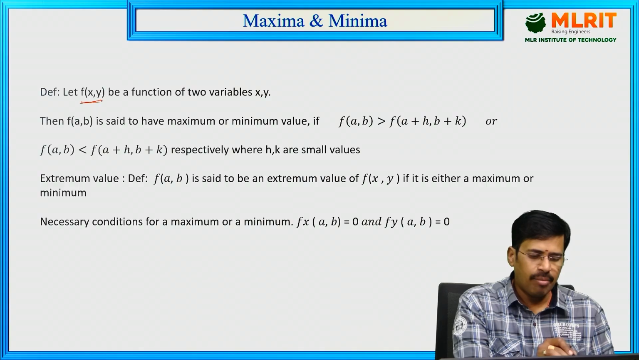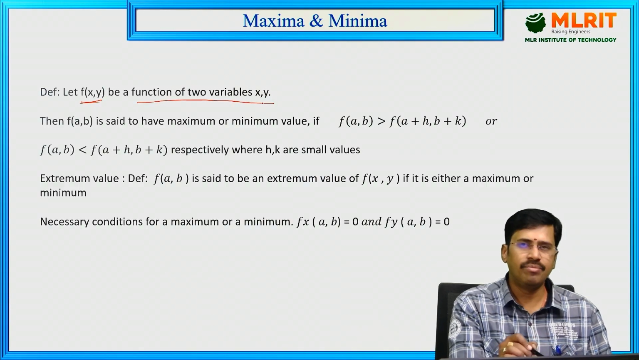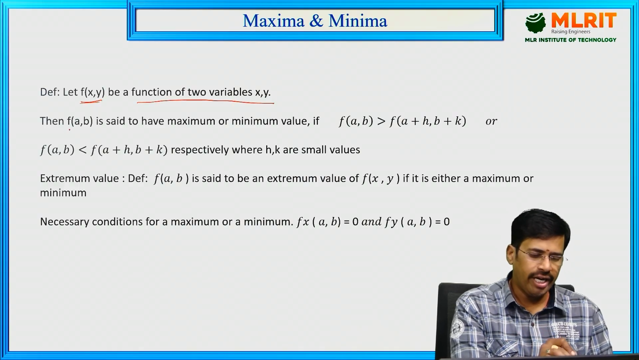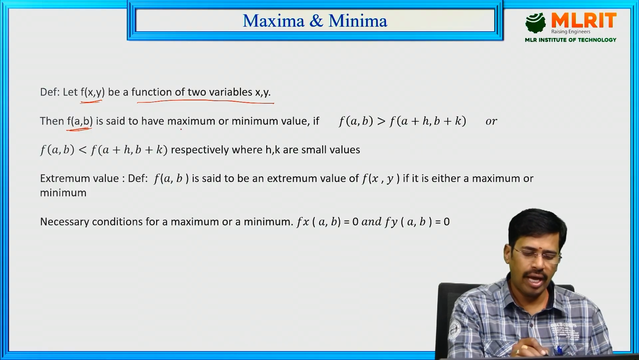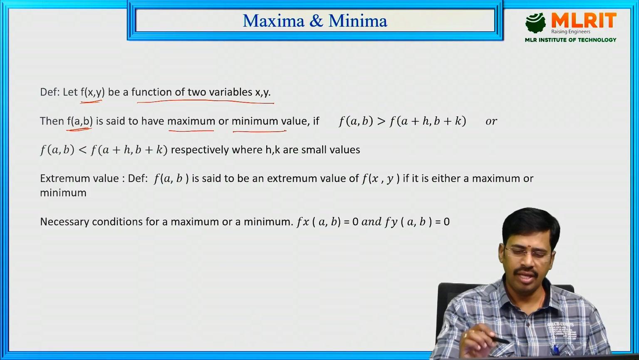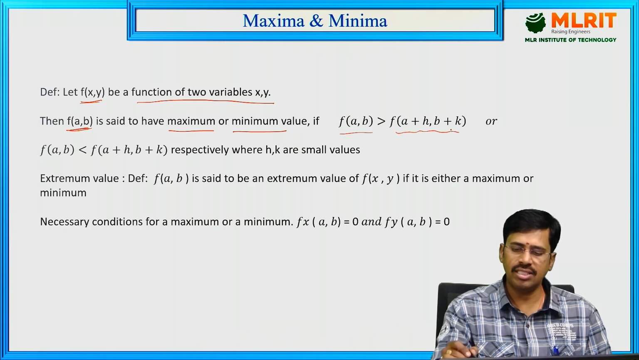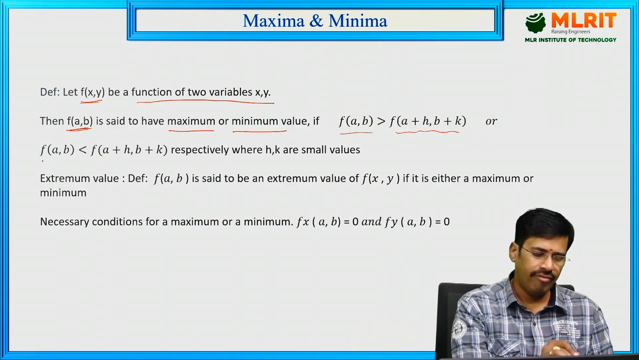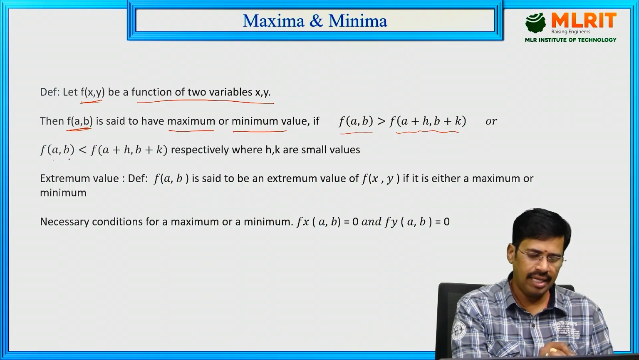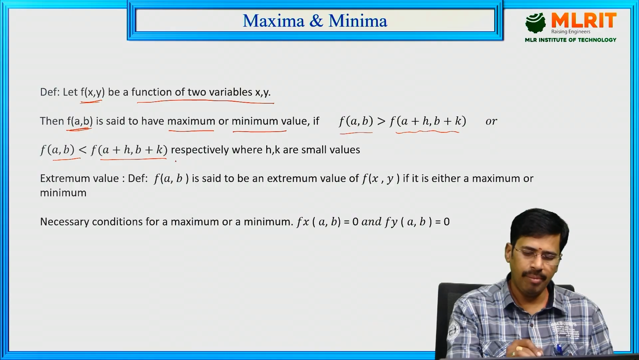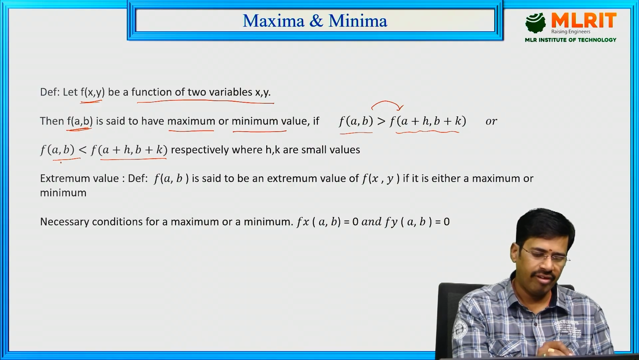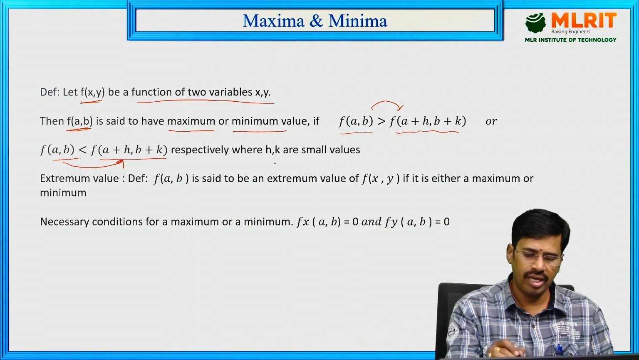First, let us see the definition. Let f of x comma y be a function of two variables x and y. Then the point f of a comma b is said to have either maximum or minimum if f of a comma b is greater than f of a plus h comma b plus k, or f of a comma b is less than f of a plus h comma b plus k. If this value is greater than this, we say that it has maximum value, and if f of a comma b is less than this value, then we say that the function has minimum value.